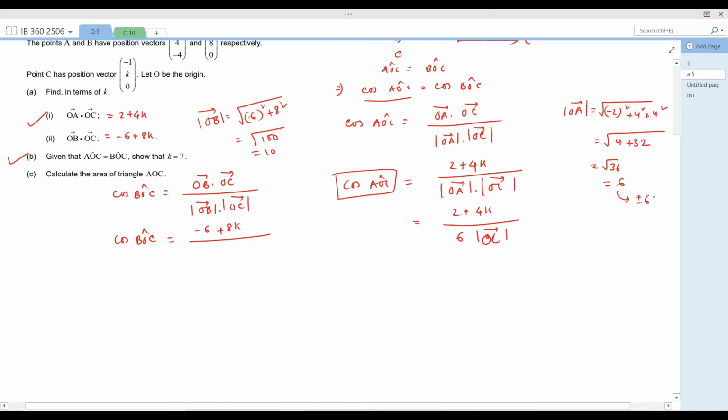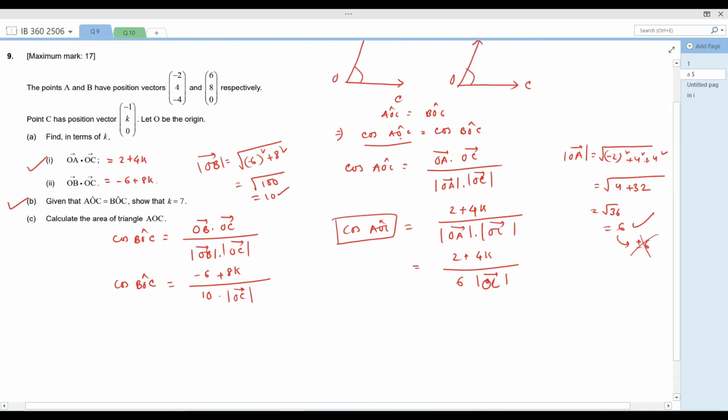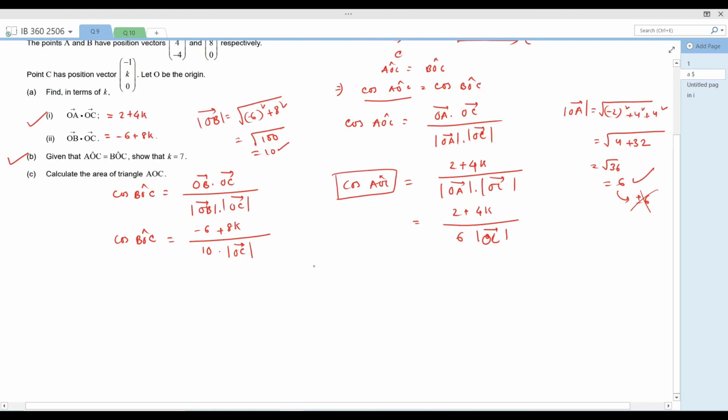That's why we are taking the positive value. So that's why here also we are taking the positive value, and it is 10 into mod of OC. Now we have already written that cos AOC is equal to cos BOC. So obviously these two products are the same, that is (minus 6 plus 8k) divided by 10 into mod of OC, equals (2 plus 4k) divided by 6 into mod of OC. So as OC is not equal to 0, we can cancel out OC from both the sides.